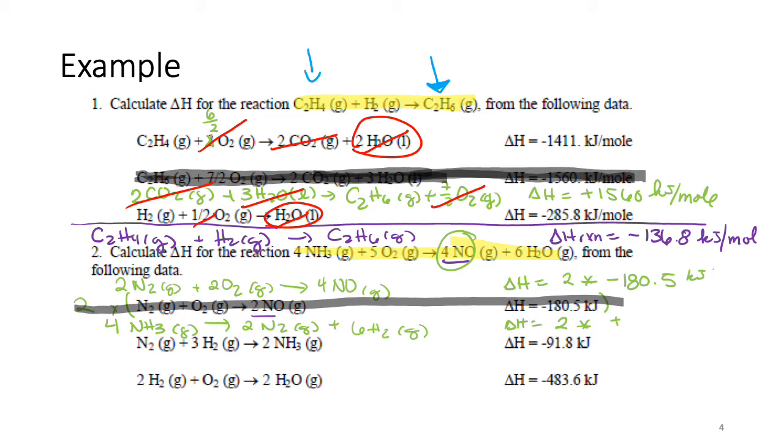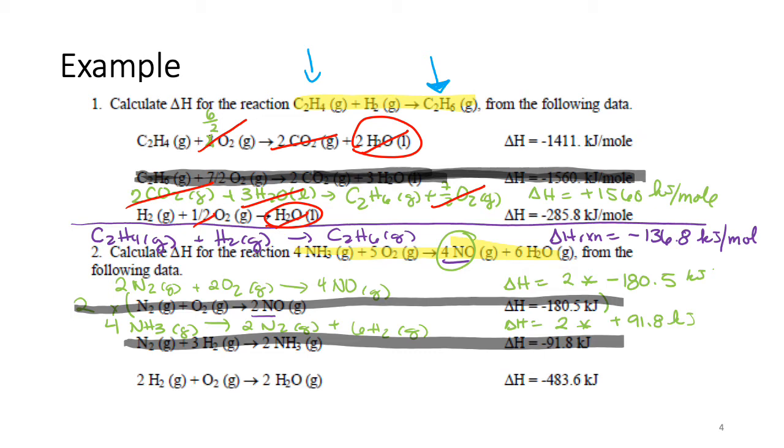So it now needs to be positive 91.8 kilojoules. Then once again, I scratch it out to make sure I don't confuse myself. Lastly, the last one. Once again, I am not looking for oxygens. I am not chasing oxygens. Don't do that. It's going to make you miserable. You deal with oxygens at the end.